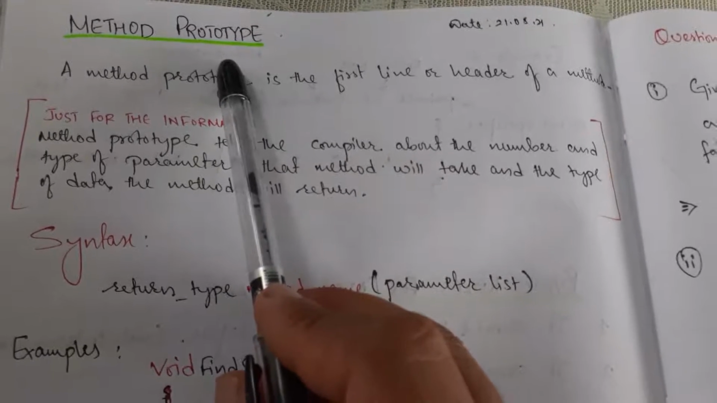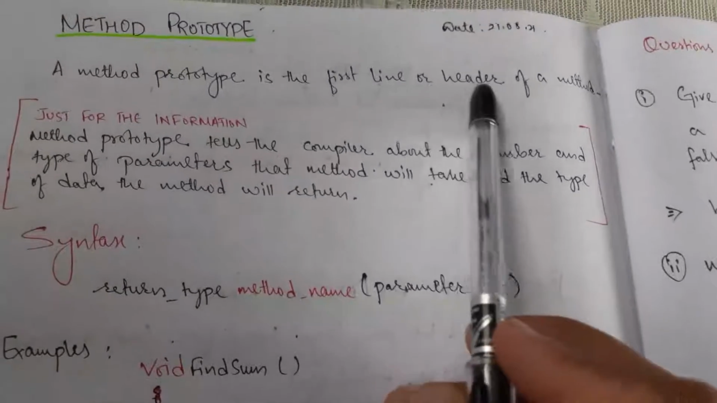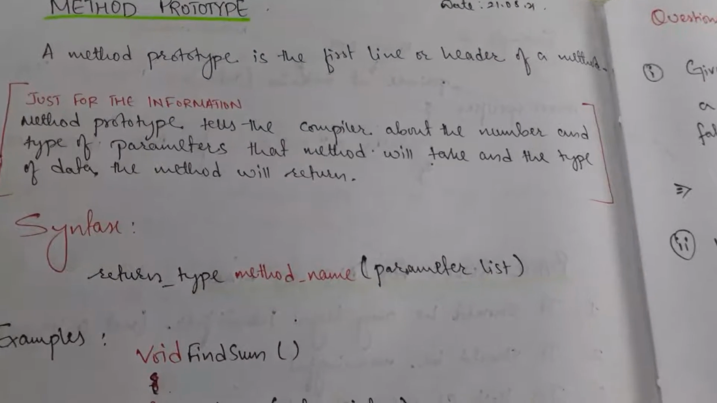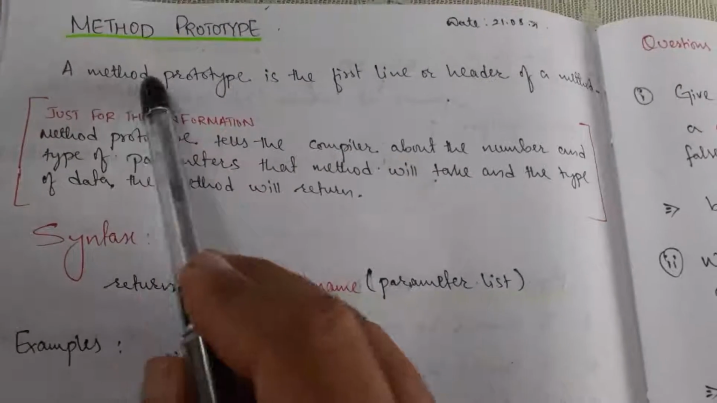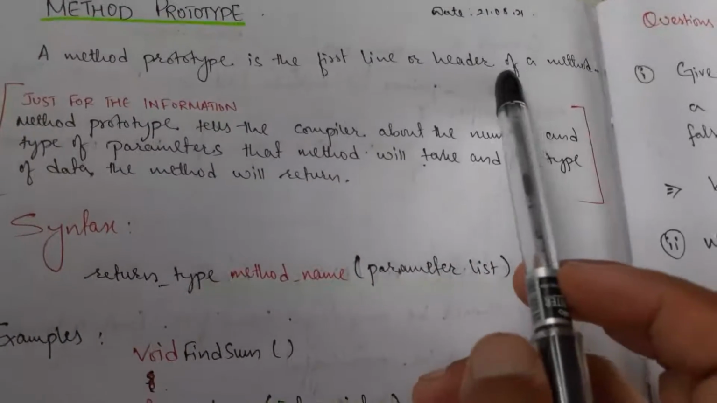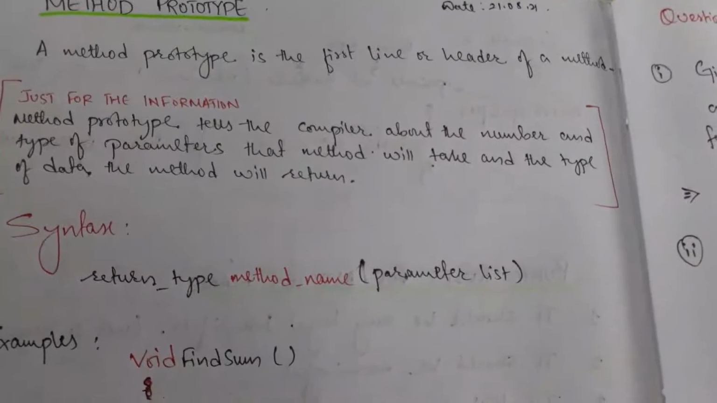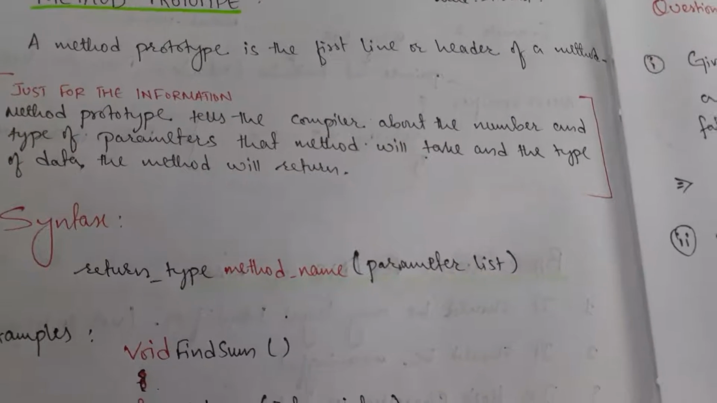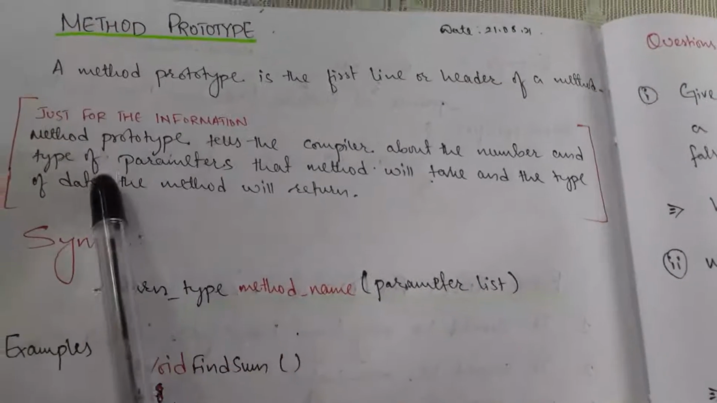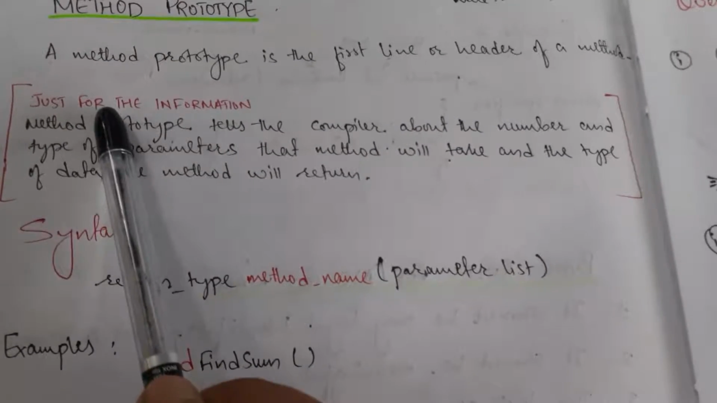First of all, what is a method prototype? A method prototype is the first line or header of a method. In the previous class we learned about the format of writing a method, and I also explained the two different parts of a method: the first part is the header and the second is the body. The header part is considered the method prototype. This is written just for your understanding.